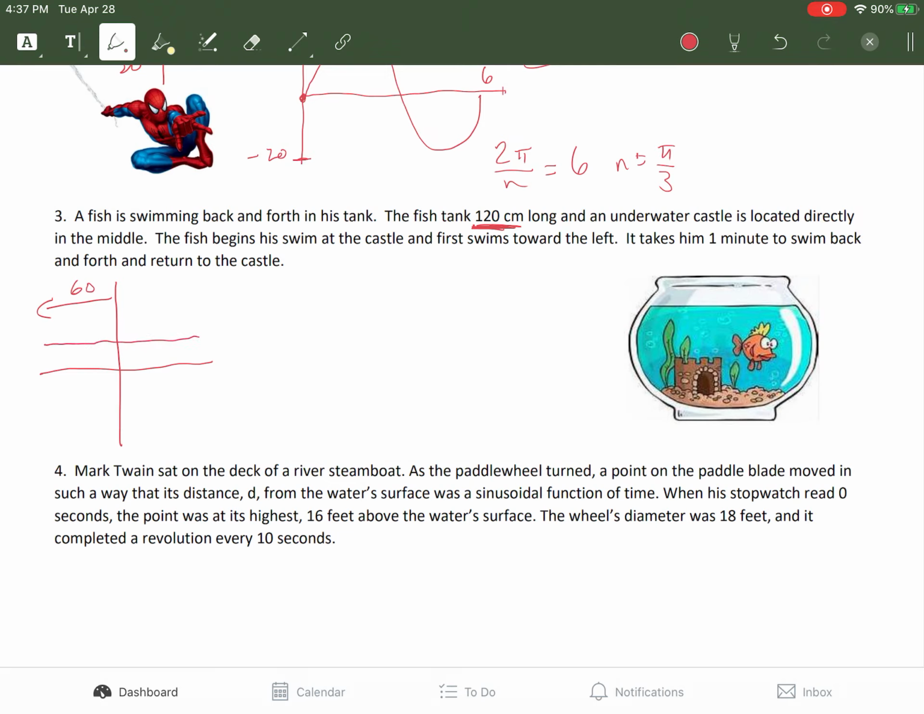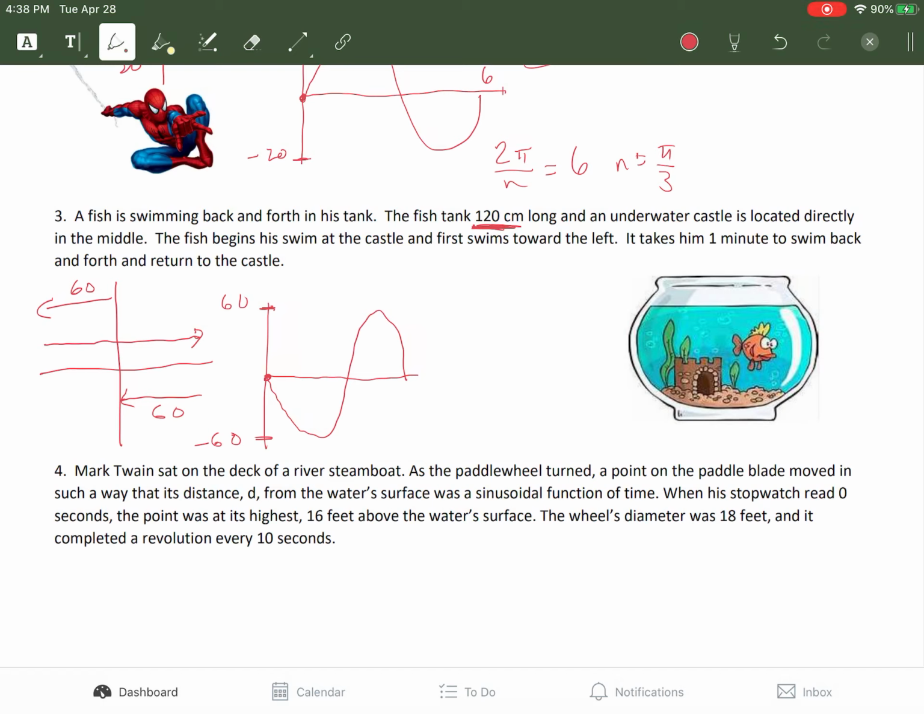And it swims back to the center, and then to the far right, which is again 60, and then back to the center, which is again 60. Okay, so we can start drawing our graph, which then leads to our equation. If he's starting in the center but goes left first, it means he's going to go down, then up, and back to the middle. We have 60 here and negative 60 here. So he's swimming to the left first, which means it's negative.